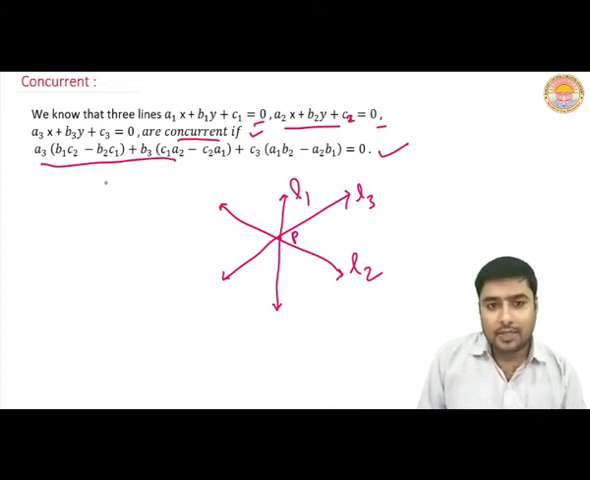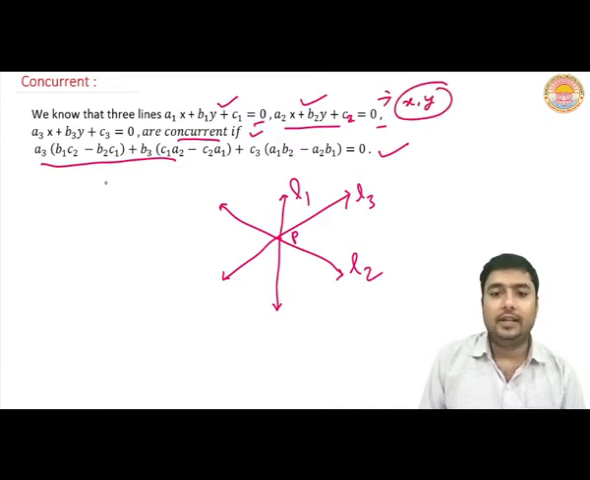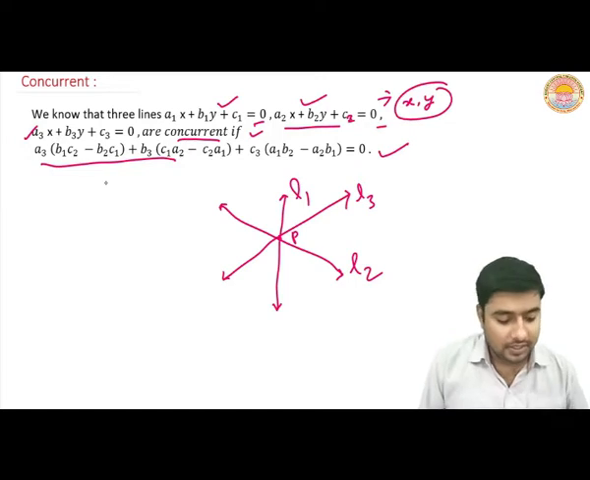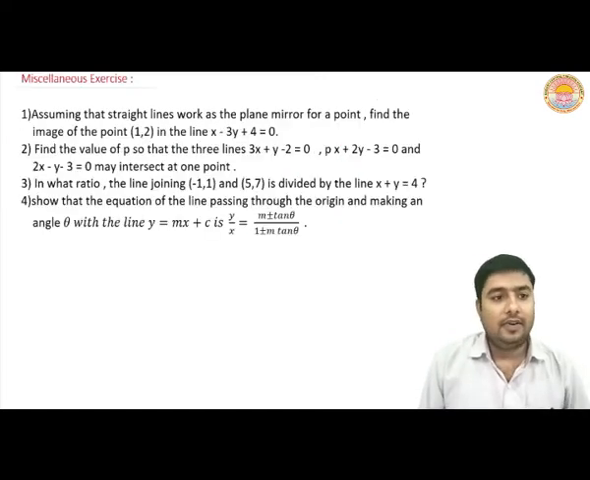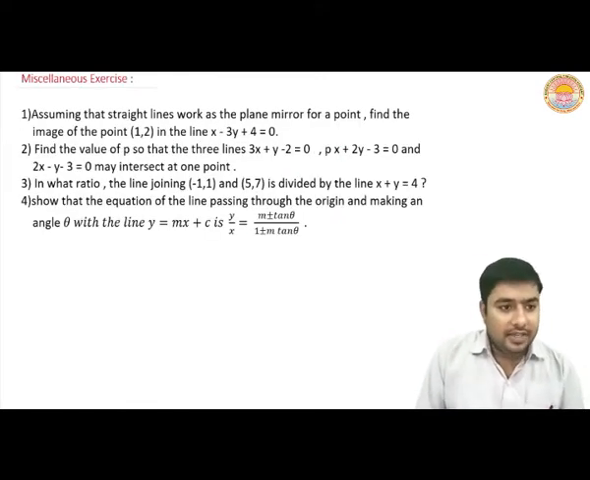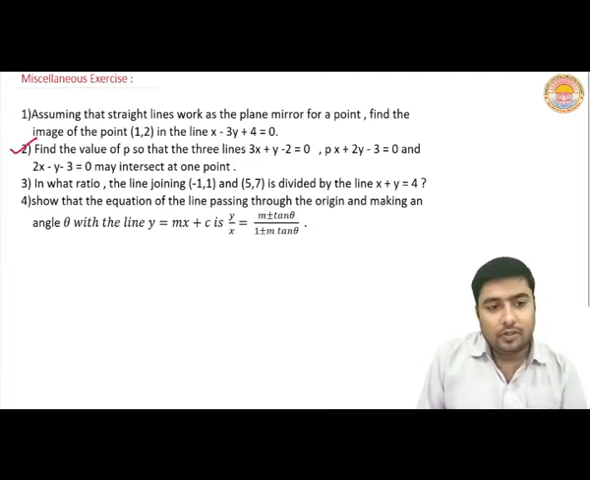Another method is, if any two lines, we can solve and find the values of x and y. Find the value of x and y, that is a point, and if it satisfies the third equation, that is called concurrency of lines. In the same concept we can solve this question.